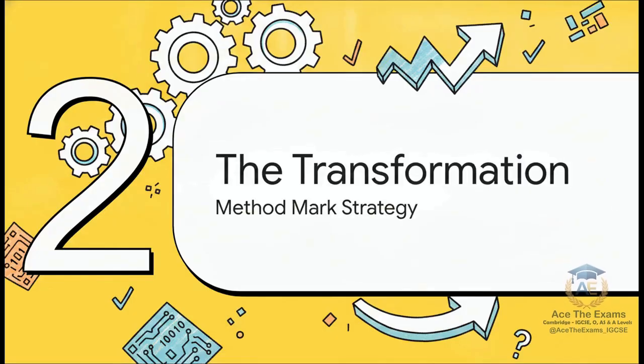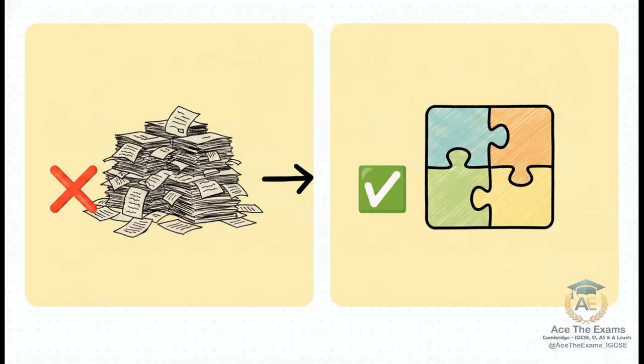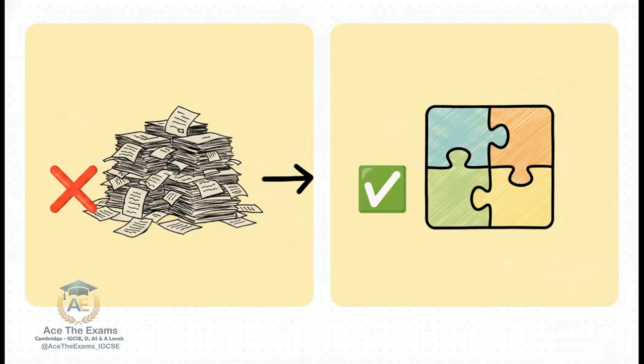Section 2, the transformation. Let's look at the method mark strategy. Now, in assembly language questions, the actual process of calculating the binary operations is just as vital as getting the final answer correct. Cambridge heavily awards method marks.